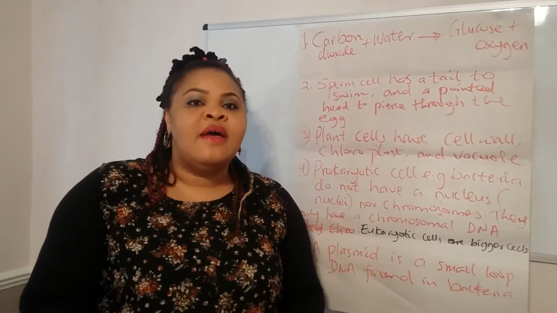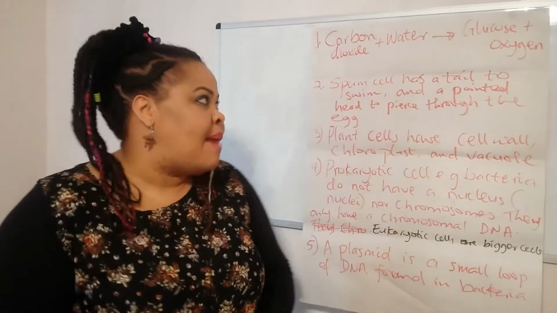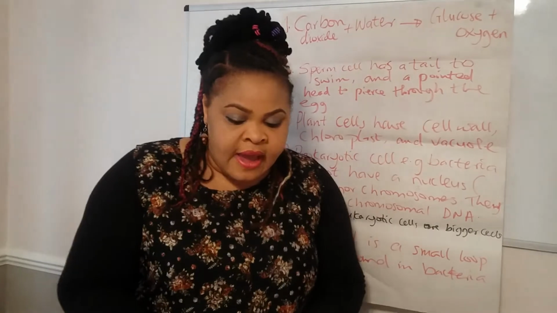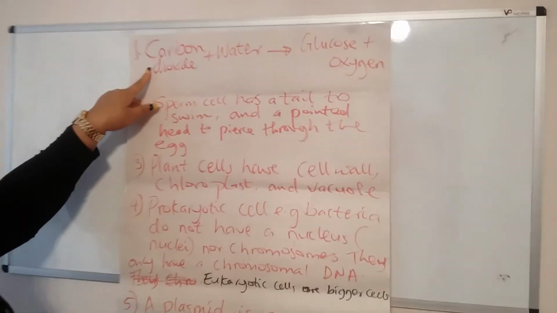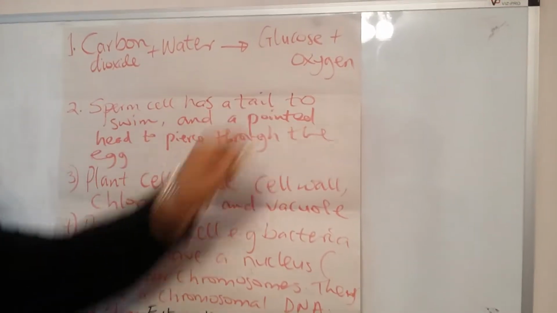This is what I call 10 for 10. 10 questions for 10 marks guaranteed. So the first one is what is the formula for photosynthesis? There it is: carbon dioxide plus water to give you glucose and oxygen.